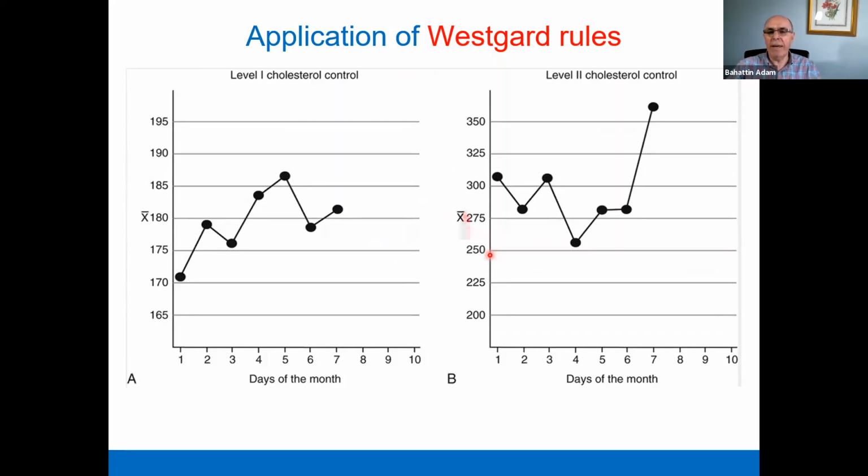If you have a result which is beyond 3 standard deviations, which we call the 3S rule, then you will reject the result. You don't release the patient's results, okay? Now let's stop here.